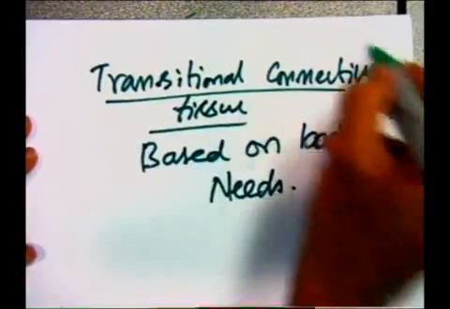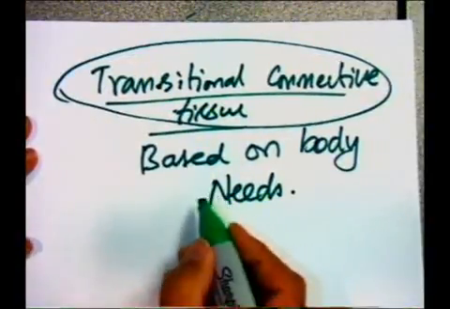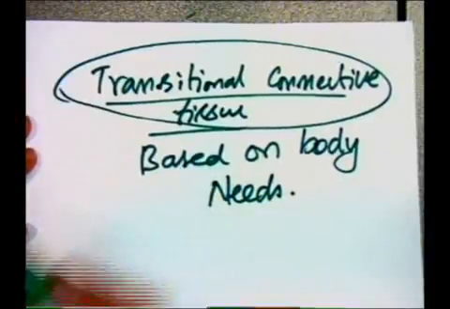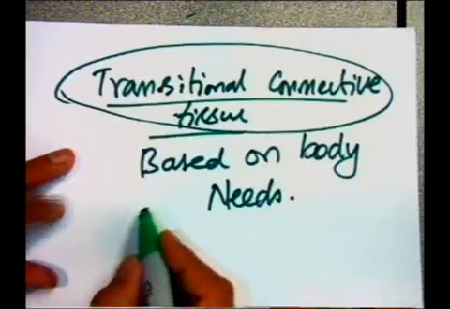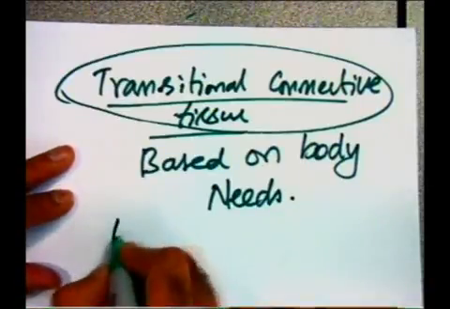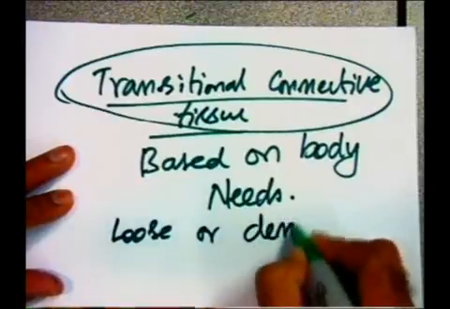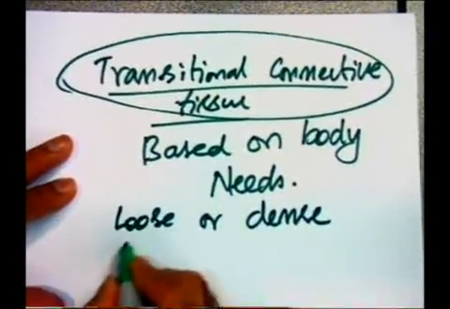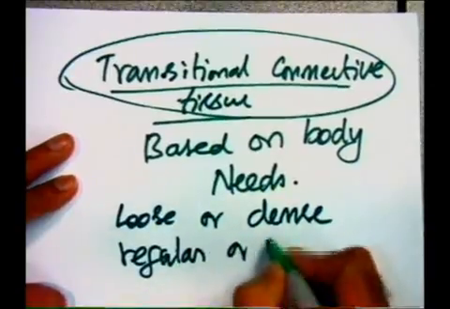Based upon body needs, these connective tissues classify as a transitional connective tissue. Meaning, if there is a need, that particular connective tissue will be present. Otherwise, it will not normally be present. They form loose connective tissue or dense connective tissue, loose or dense. They have regular connective tissue, regular or irregular.